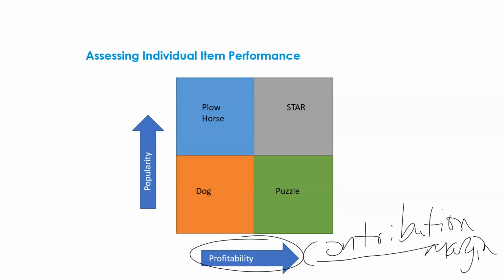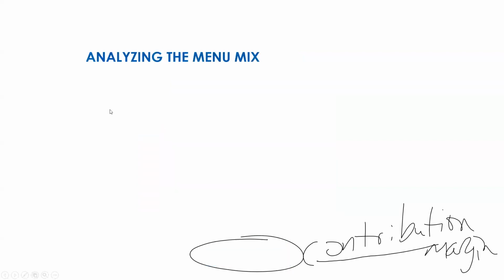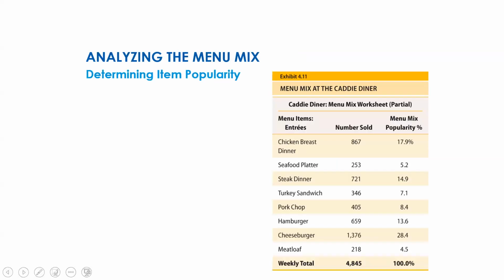So we're going to use this tool at the end of class today, as well as at the end of class in the activity in class on Wednesday, to talk about how we use this to analyze our menu. So there are two portions to analyzing our menu. The first thing we have to do is determine our popularity.